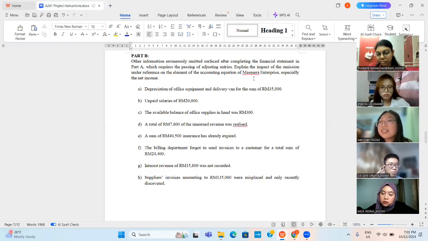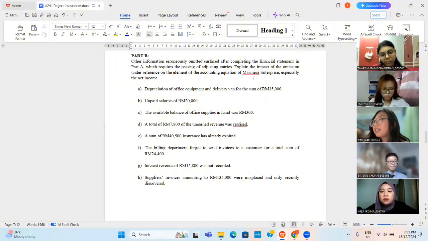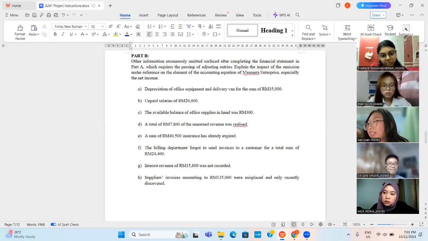For question D, a total of RM 7,800 of the unearned revenue was released. The impact on the accounting equation: it changes the liabilities and equity. Liabilities are decreased because the unearned revenue decreased, and equity is increased because the revenue increased net income. The net income impact is an increase of RM 7,800 as revenue is recognized.